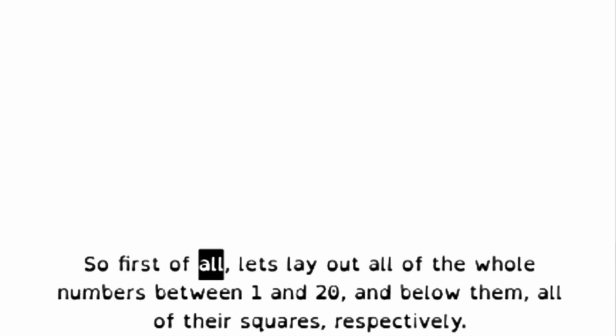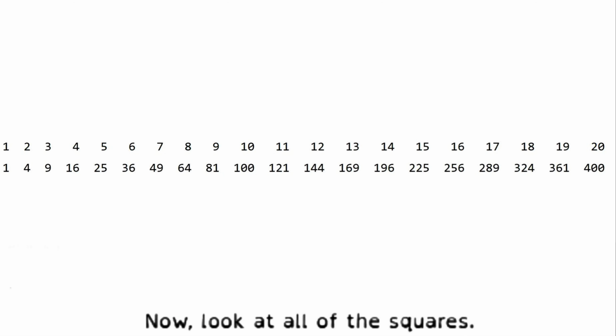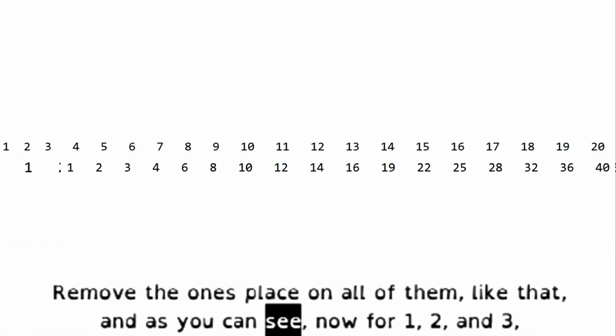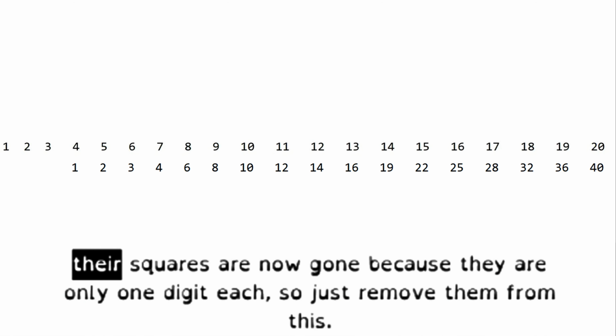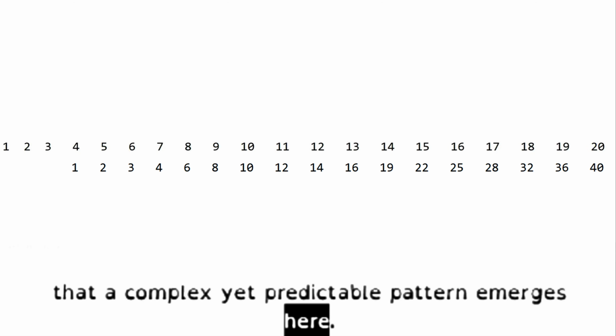So first of all, let's lay out all of the numbers between 1 and 20, and below them, all of their squares, respectively. Now look at all of the squares. Remove the ones digit on all of them like that, and as you can see, now for 1, 2, and 3, their squares are now gone because there is only one digit for each, so just remove them from this. Now look at what we have here. If we just examine the string of numbers as it is, you may now realize, like I did, that a complex yet predictable pattern emerges here.